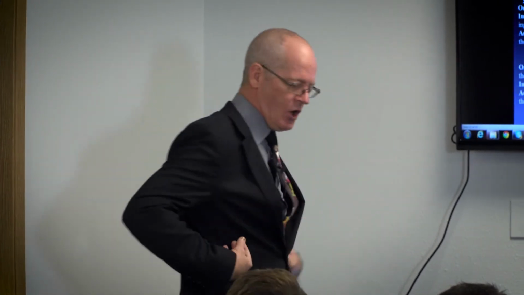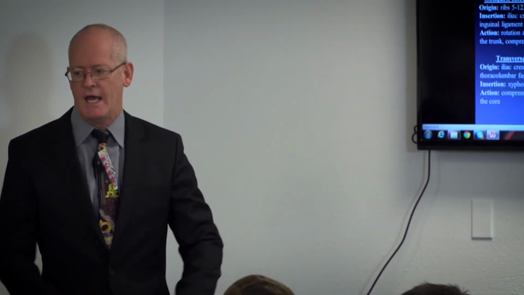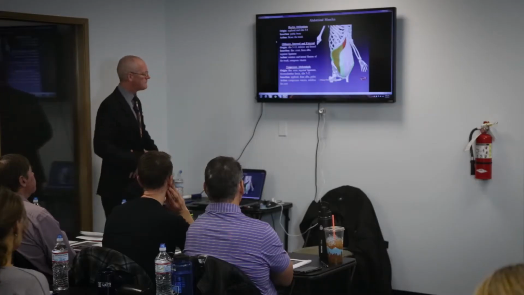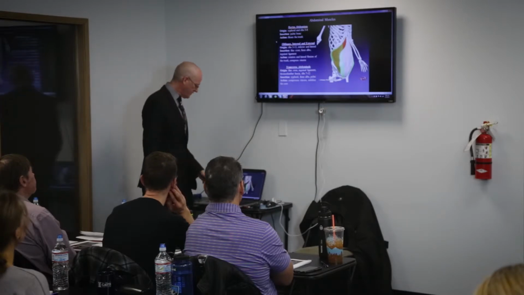Transverse ab is a sheet that attaches from your rib cage all the way around to your spine, to your pelvis, to your pubic bone, and the muscle fibers go from under your ribs here and down inside towards the inguinal ligament. So we want to look at all that stuff.